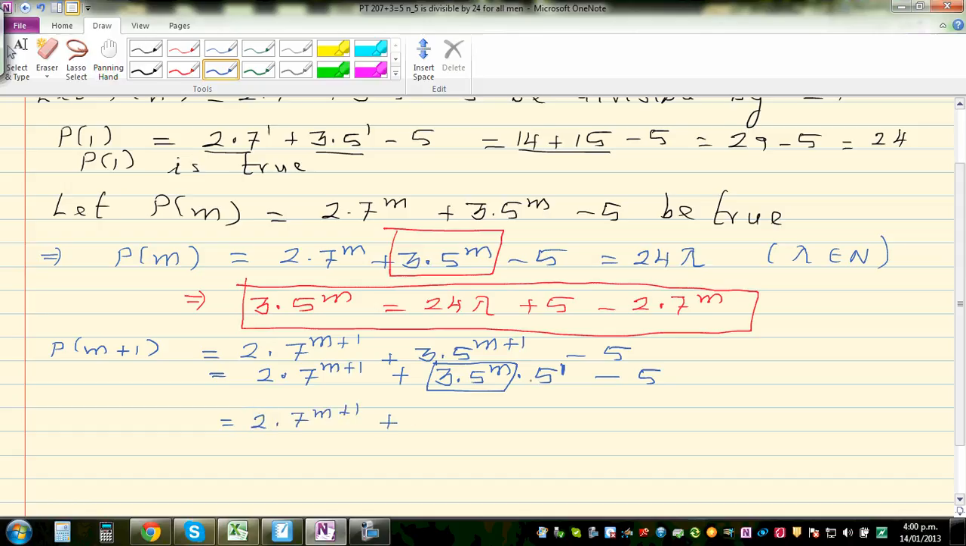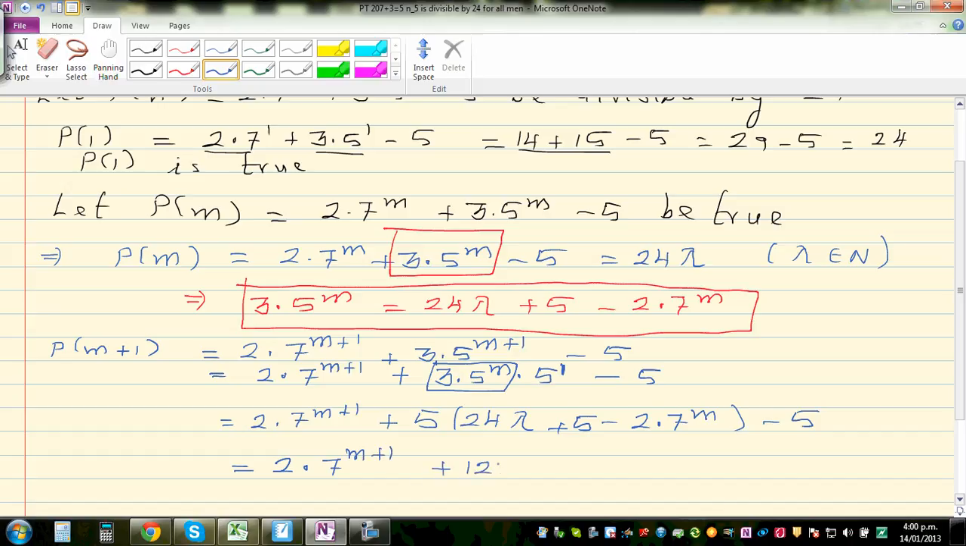Plus, in place, I'll write 5 first up front, times this is 24 lambda, 24 lambda plus 5 minus 2 times 7 to the power m minus 5. This is a bit of algebra. You have to be patient. So 2 times 7 to the power m plus 1. Now let me expand this.